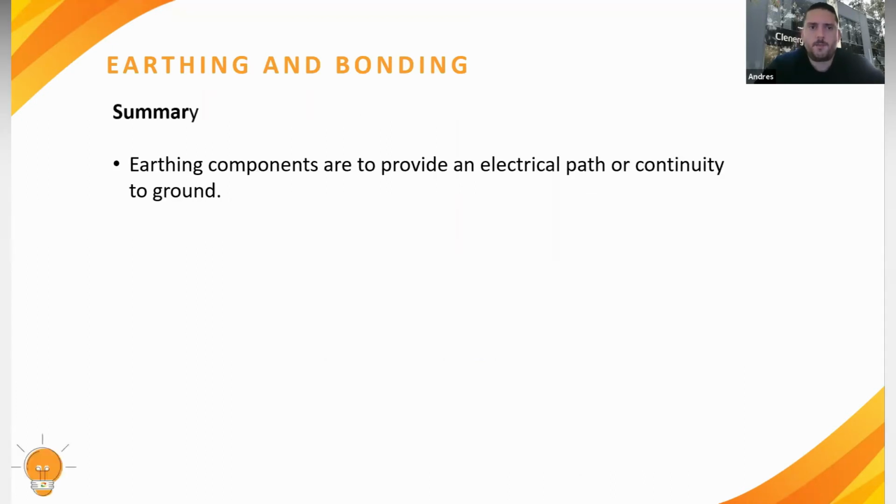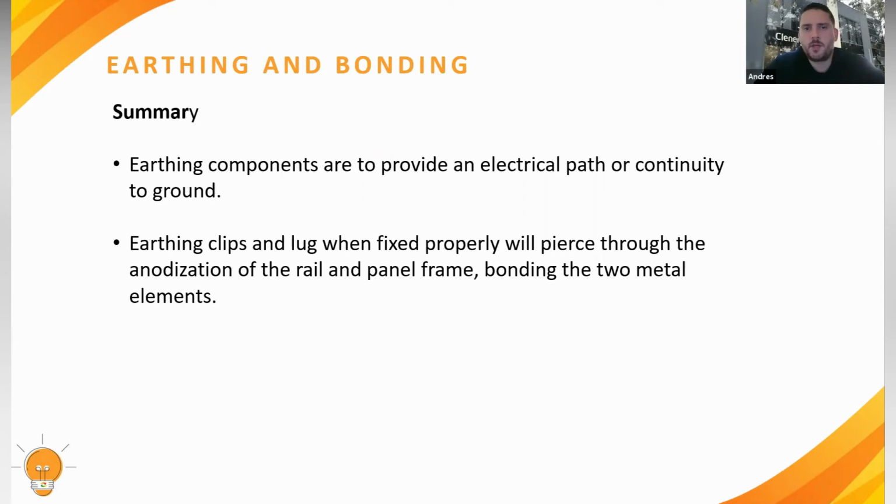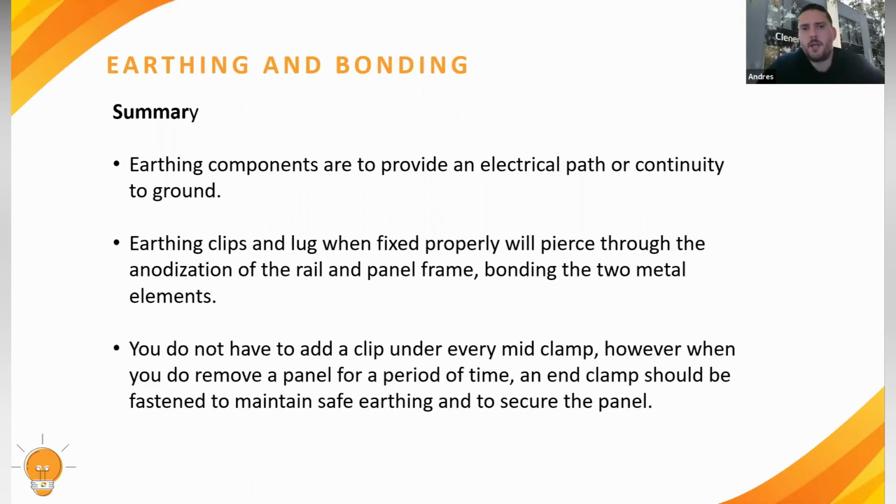All right, so to summarize, earthing components are to provide an electrical path or continuity to the ground. Earthing clips and lugs, when fixed properly, will pierce through the anodization of the rail. This will give you direct contact to the metal and not to the coatings. And you do not have to add a clip under every mid clamp. However, when you do remove a panel, an end clamp should be fastened to maintain safe earthing and to secure the panel. This is very important to remember when we do maintenance and when we have to remove panels for any reason.